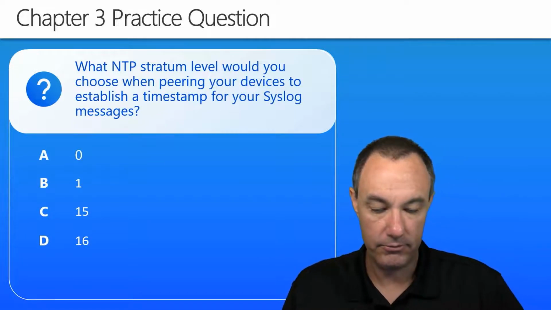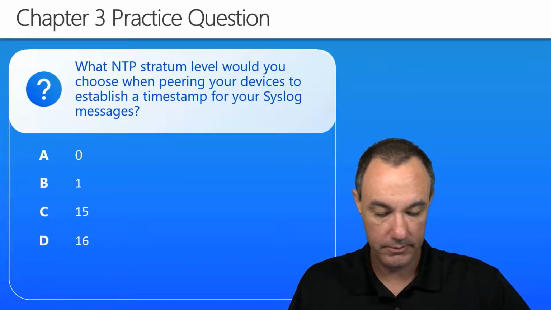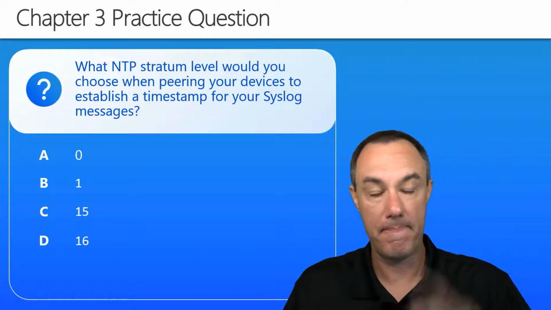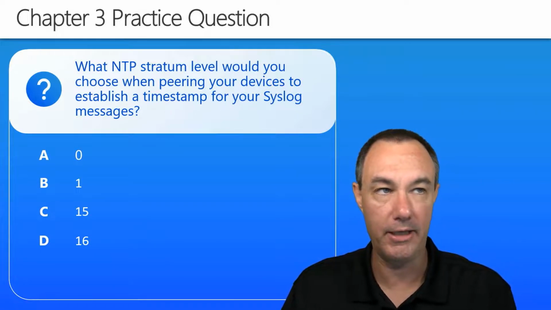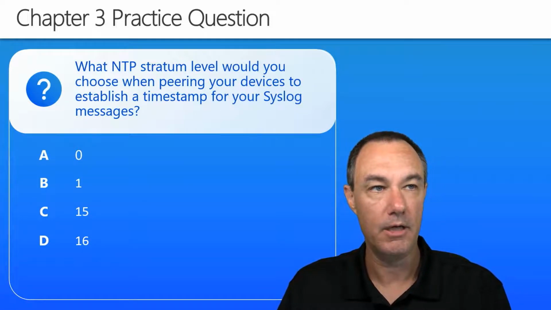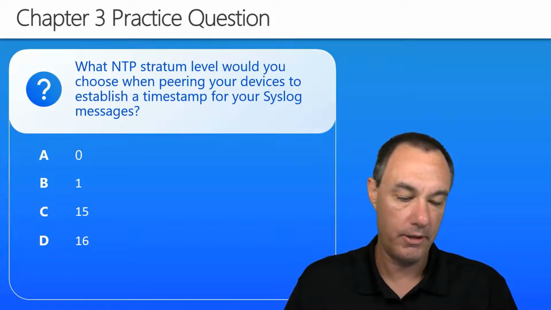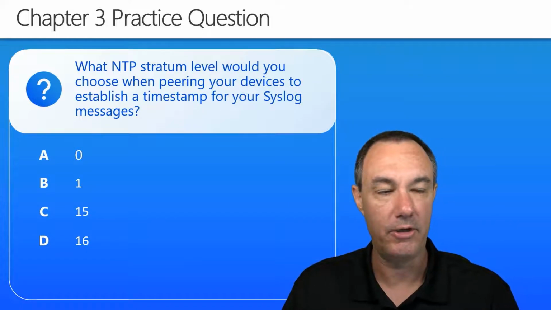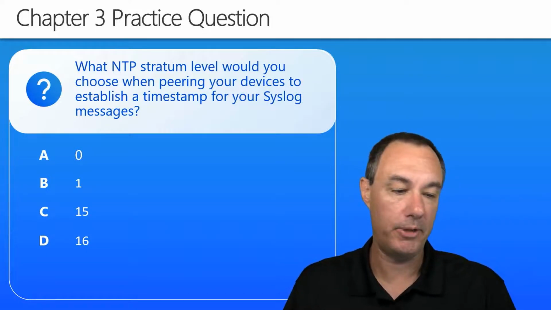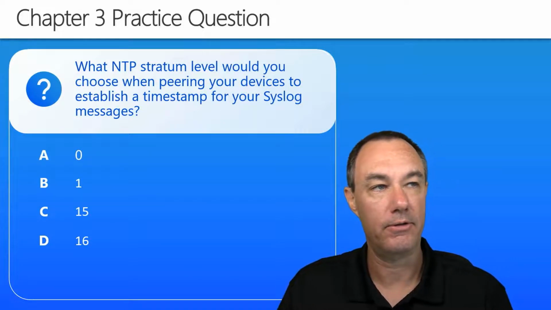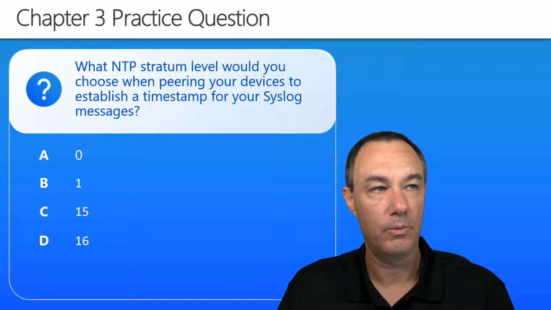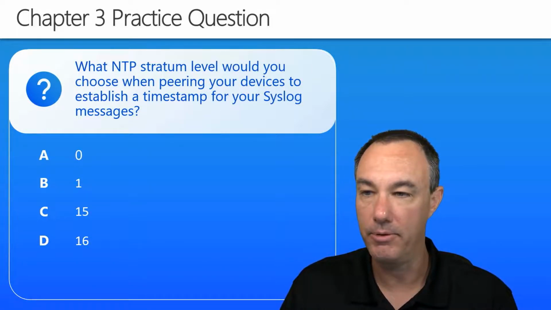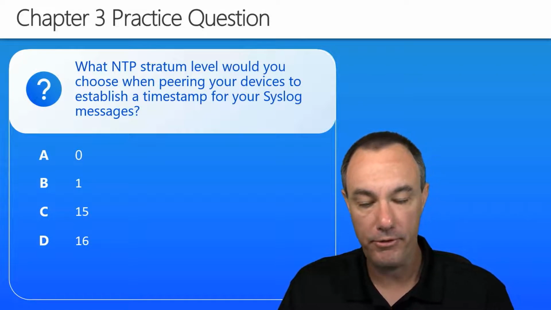NTP has this stratum level. It's kind of like circles on a tree. I actually think that's where they got that construct, or where they got the name. You want a peer, so a lot of times we can set up an NTP server, or we're focused on an NTP client. We're trying to get our time, so we're going to either be a peer or a client. We're going to pair this with syslog, because syslog is almost useless when we don't have a timestamp that we can trust. This one is a little tricky.